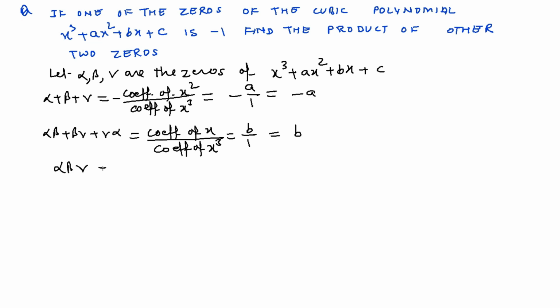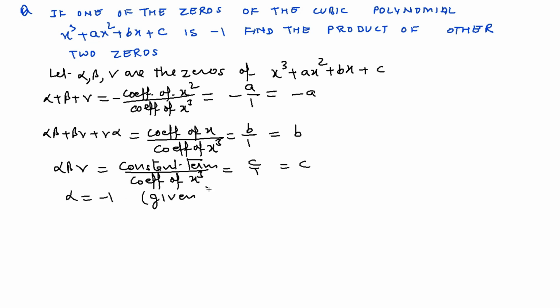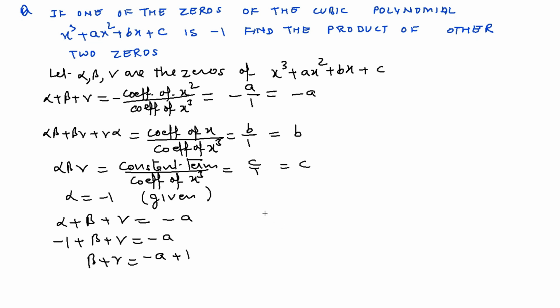Alpha beta gamma is equal to minus constant term upon coefficient of x cube. It means it is equal to c by 1. It means it is equal to c. So alpha is equal to minus 1. It is already given to us. So I am taking the help of the first relation. Alpha plus beta plus gamma is equal to minus a. Instead of alpha, you will write minus 1. So you have minus 1 plus beta plus gamma is equal to minus a. Find the value of beta plus gamma by taking this minus 1 to the right hand side. So I have beta plus gamma is equal to minus a plus 1.